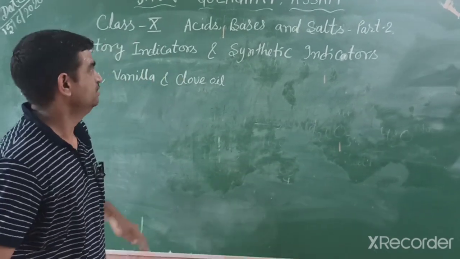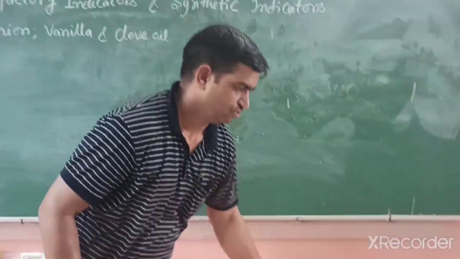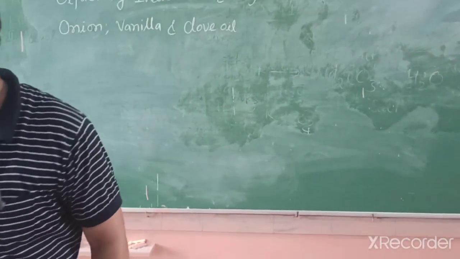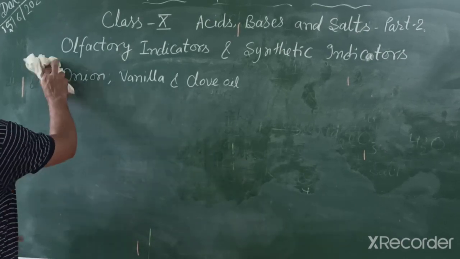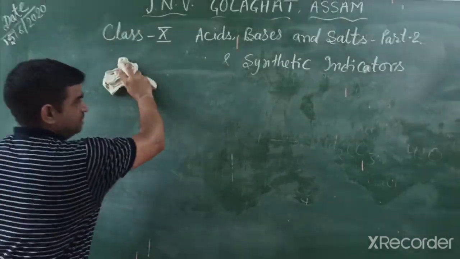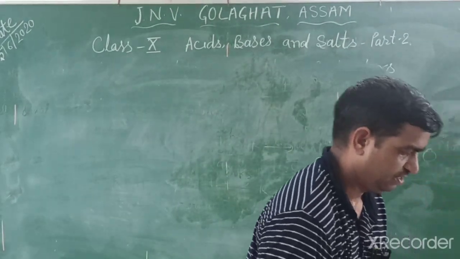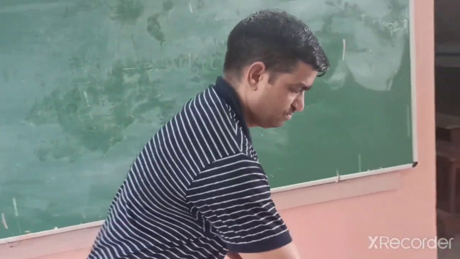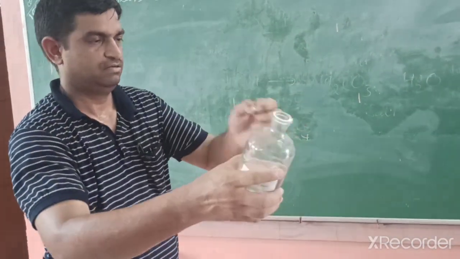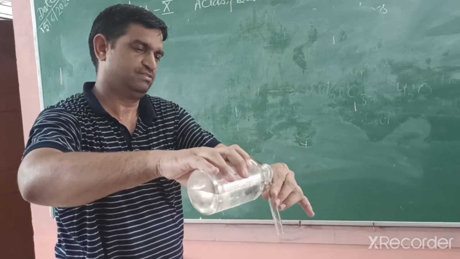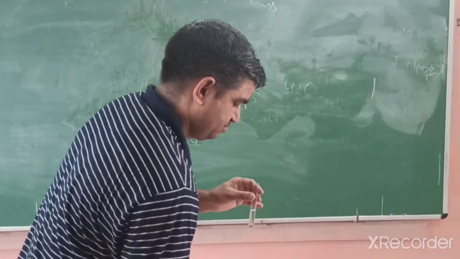Further, we identify how acid and base react with any metal. Next topic: how acid and base react with metal. So further we can write how a metal reacts with acid. For example, in this test tube we take a small amount of dilute HCl and put zinc granules.